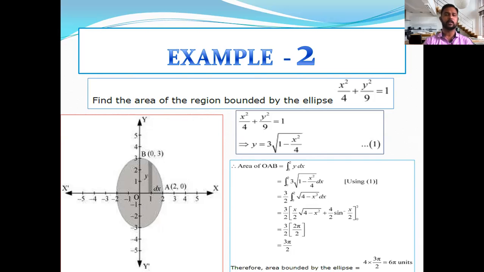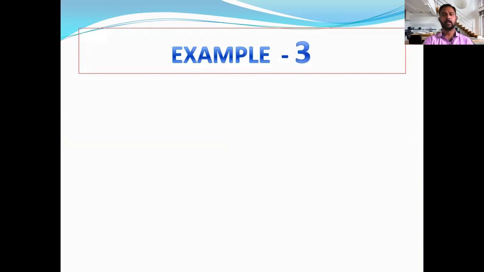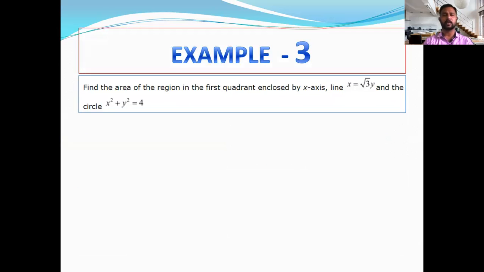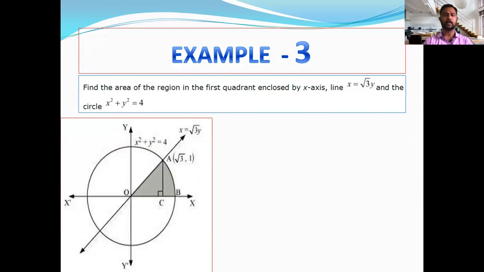So in case of such symmetric figures, you find the area of any one region multiplied by the number of same regions. One more example, let us see. Find the area of the region in the first quadrant, again restricted, enclosed by the x-axis, the line x equal to root 3 y, and the circle x square plus y square equal to 4. Look at the circle, x square plus y square is equal to 4. It is a circle with the center at origin with radius 2 units. What about the line x equal to root 3 y? Definitely it will pass through the origin and the first and third quadrants. Let us see the figure. Here is the figure for you.